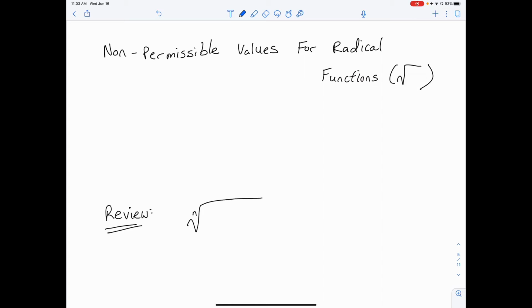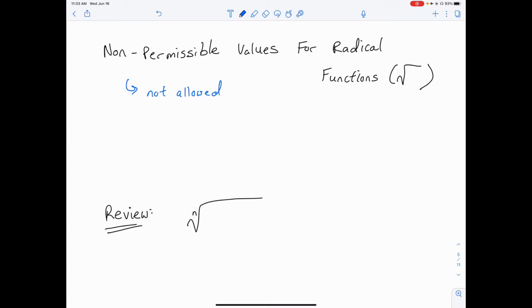Hello everyone. Today we're going to be talking about non-permissible values, or NPVs for short, for radical functions. Again, radical functions are like your square roots, cubic roots, so on and so forth. So first of all, once again, non-permissible values means not allowed values. So we need to think about when it comes to radicals, what kind of restrictions are there?